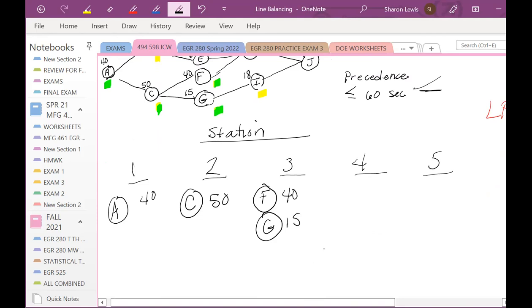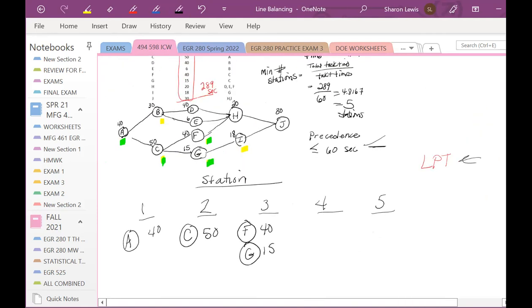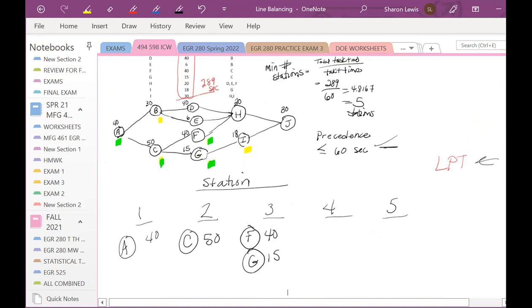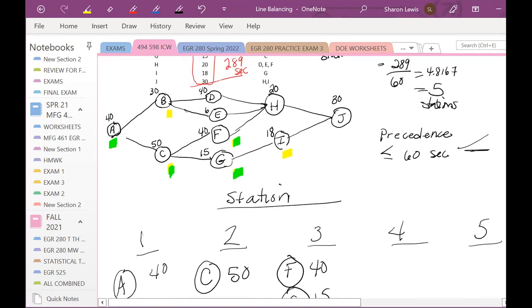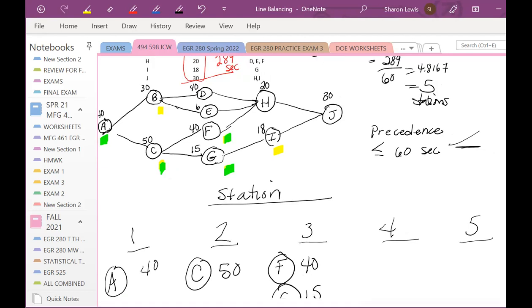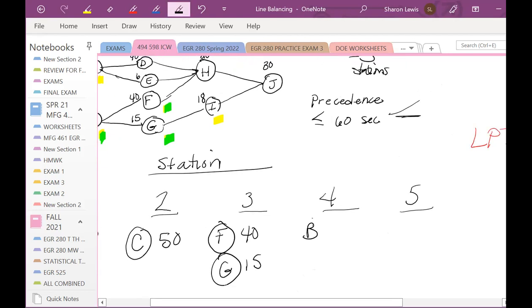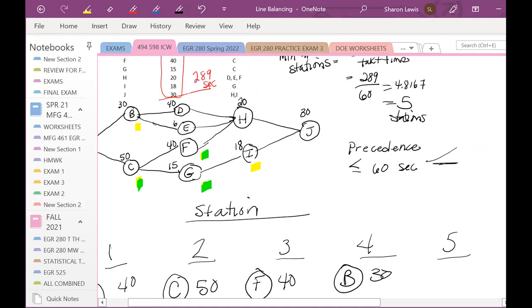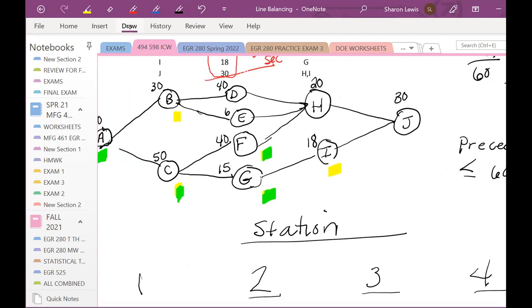All right, so move to station 4. The candidates didn't change, it's B and I. So put in the longest processing time, that's B. So B is going to go to station 4, and we said B is 30. All right, so let's make our adjustments.